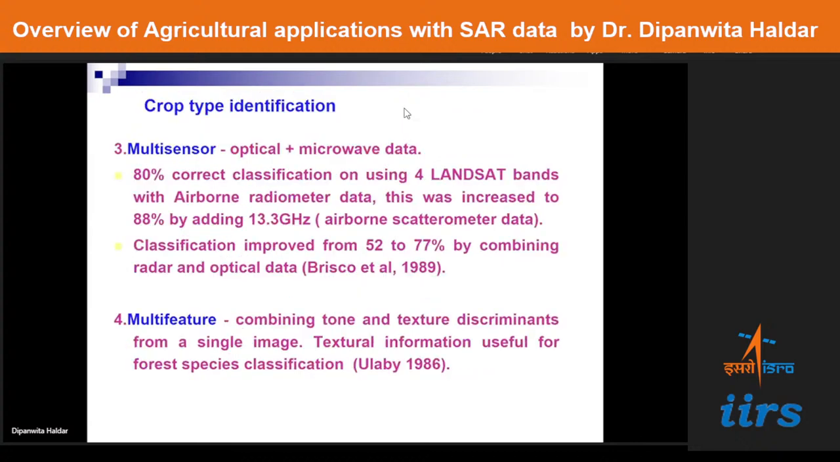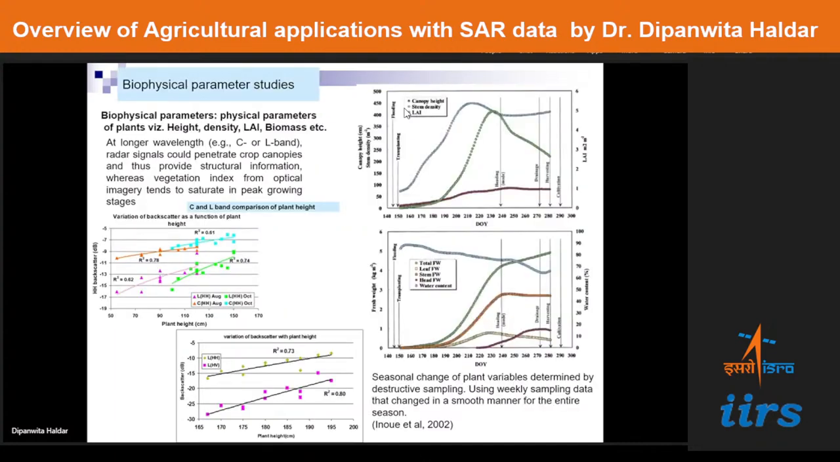Then multi-sensor, a combination of optical and microwave data together, can give us some advantage. Then multi-feature, combining tone and texture discriminants from a single image. Textural information is useful for forest species, for example. Then coming to the biophysical parameter studies, we have already listed some of the biophysical parameters which are important from both the optical as well as the SAR sensor point of view. These are height, plant height, density, LAI, biomass, and so on and so forth.